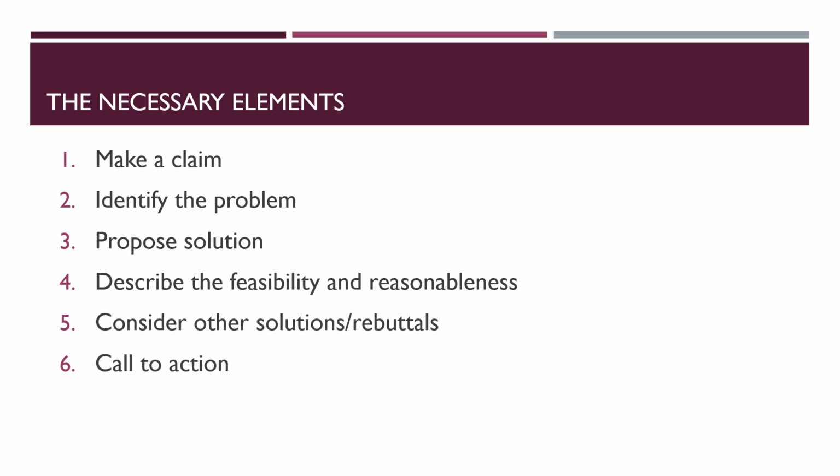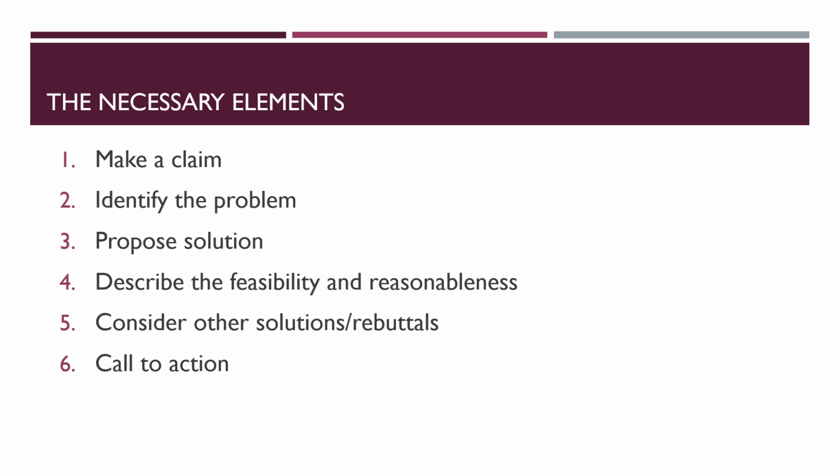So here are the necessary elements for this type of essay. Obviously, like with any argument, you're making a claim. Then you have to identify the problem. Once you have done that, then you propose the solution. Then you would describe how that solution would work, how feasible it is, how reasonable it is. Now, it could be both reasonable and feasible, but if one of those doesn't quite add up to the other, you may have a little bit harder time coming up with logical reasons why it would work.